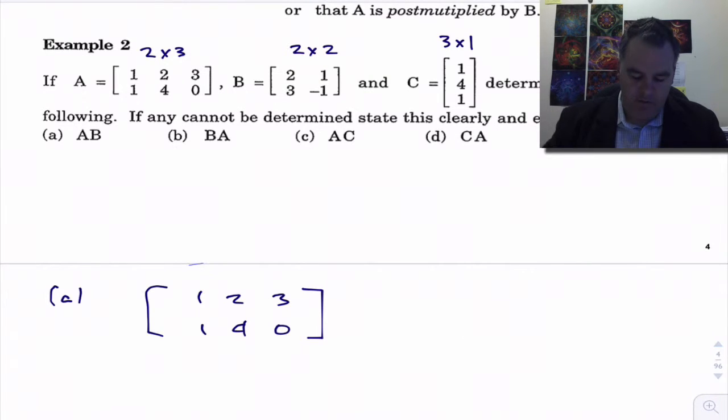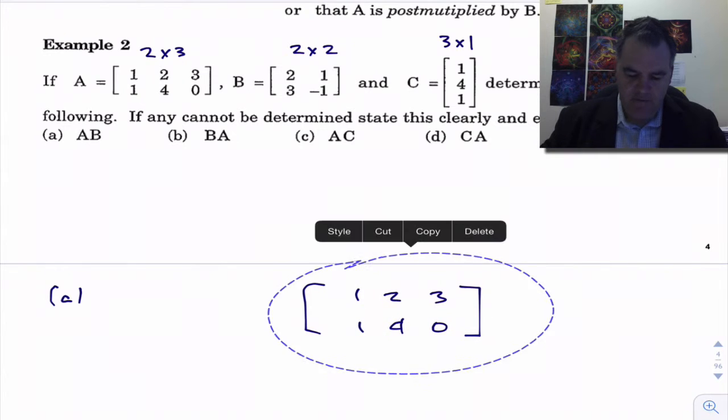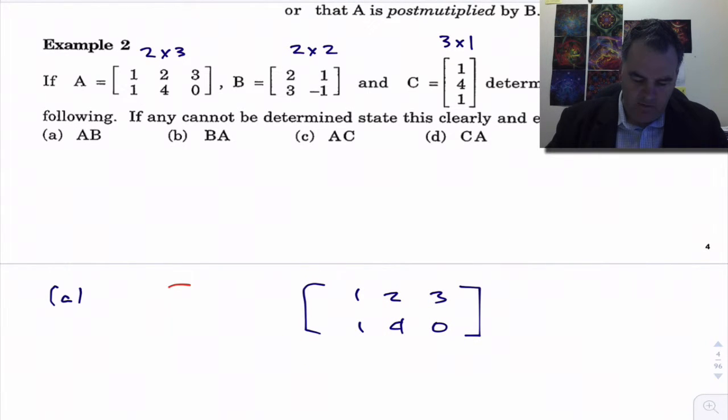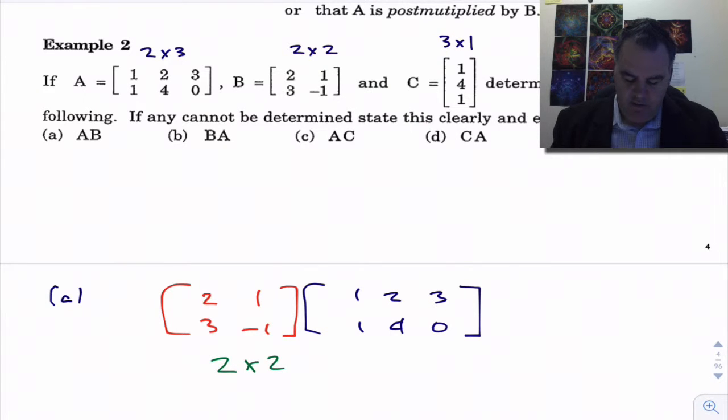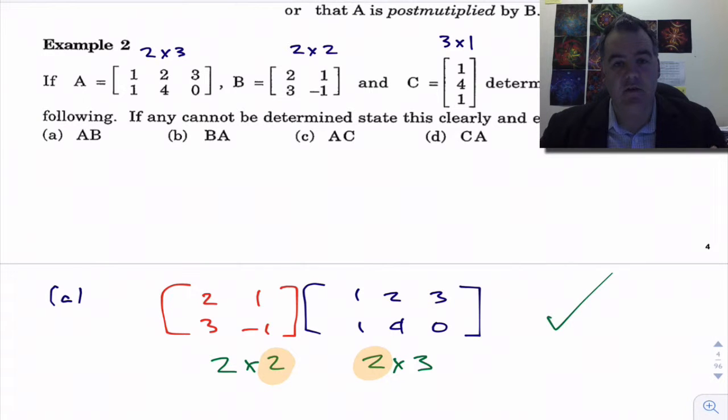Okay, so let's get matrix A and let's move him over there. And let's put B at the front. So matrix B is 2, 1, 3, negative 1. Okay, so we've got a 2 by 2 matrix and we're multiplying it by a 2 by 3 matrix. Note, these two numbers are the same, so in this case we can do the matrix multiplication. The matrix that we end up with here is a 2 by 3 matrix.